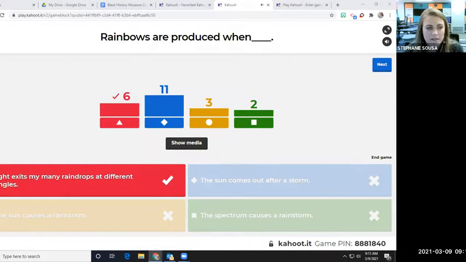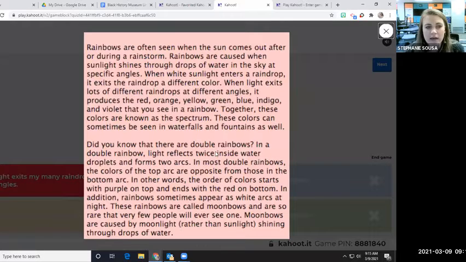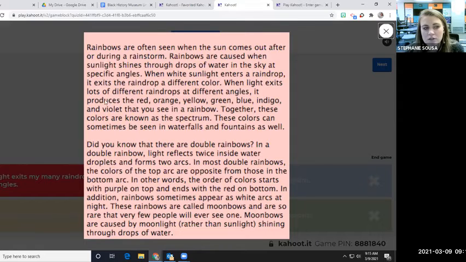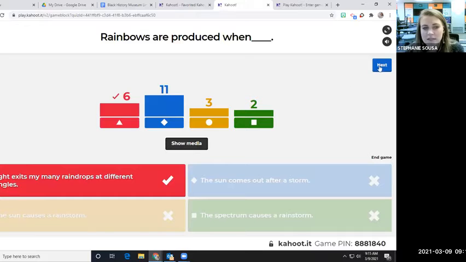Lovely. All right. Rainbows are produced when light exits many raindrops at different angles. Okay, here it is. When light exits a lot of different raindrops at different angles, it produces the colors that you see in a rainbow. Okay, notice the question says produce. Notice our text evidence says produce. Produce is not a word you see a lot. Use it to help you.